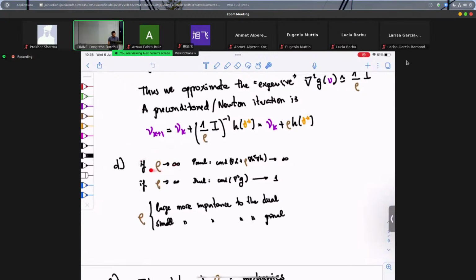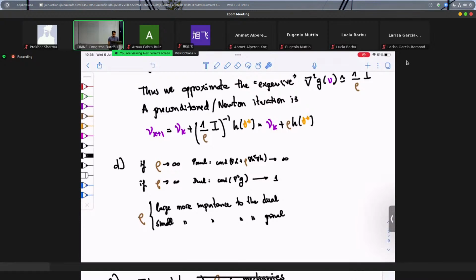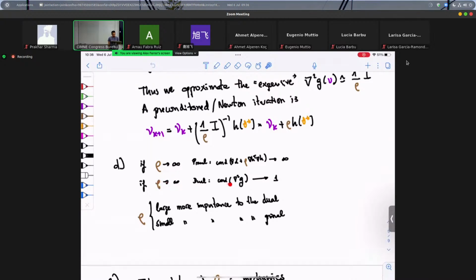So if rho goes to infinity, then the Hessian of the primal goes to infinity, the condition number. But if rho goes to infinity for the dual, the condition number goes to 1. What does it mean? It means that when the penalty term is too large, you just take care of the dual. If it's too small, you just care about the primal.